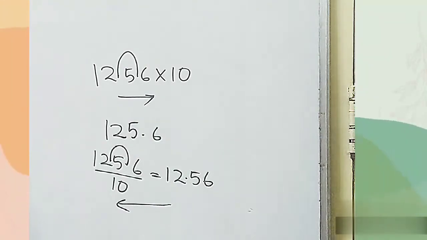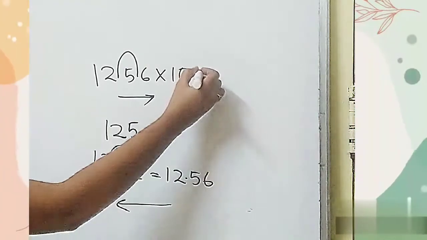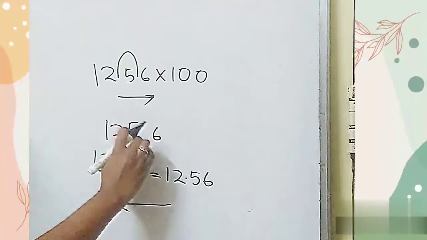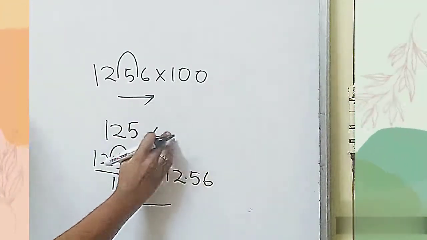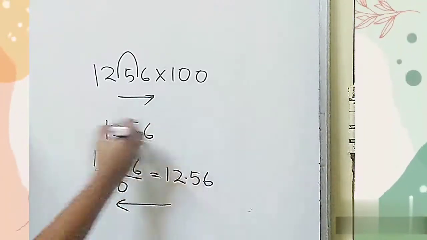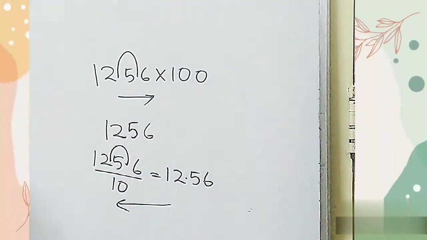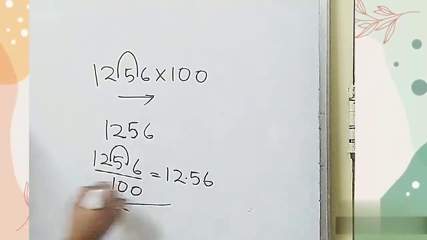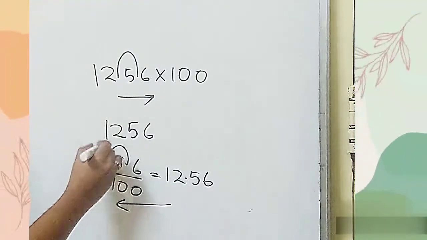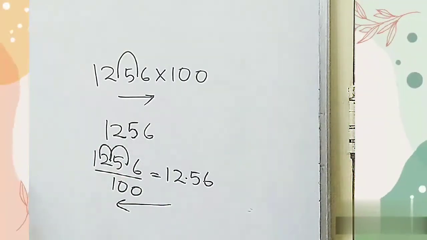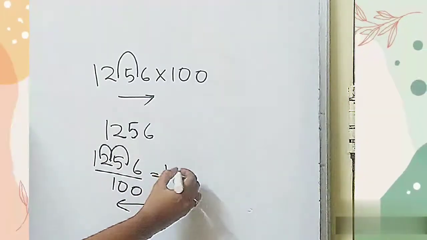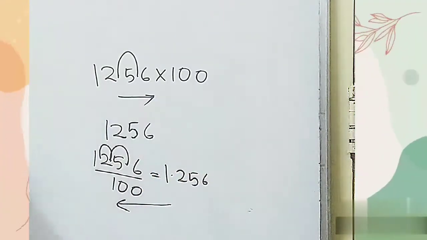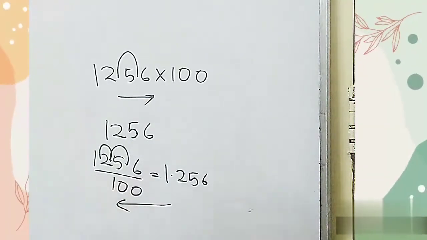We'll see the next one when the zeros increase. If I'm taking about 100, this will go here. After that there's no number, so we'll simply write 1256. When you divide by 100, you are going to shift it 2 times. So when it gets shifted 2 times, the answer will come as 1.256, student. So this is the way you have to proceed.